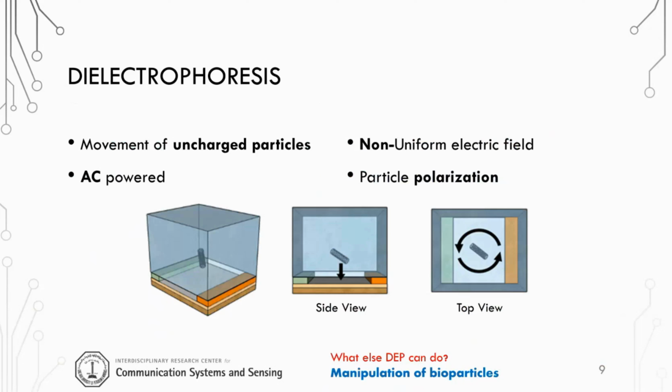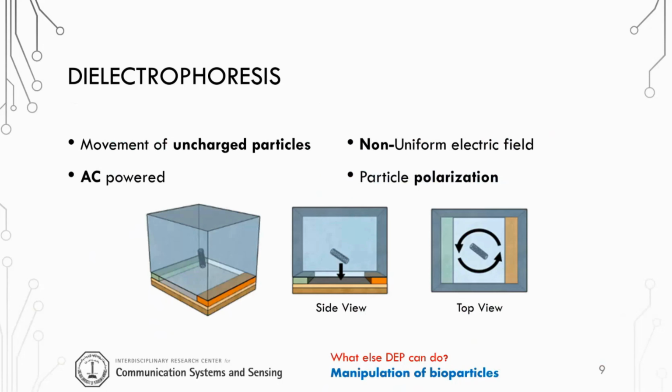Usually the particle, for example, if you have a rod-shaped bacteria or maybe any other particle, you will put them in the medium. And that medium should have conductivity and permittivity different from your particle. Of course, I'll explain more on this one, but there's a question here: what else can DEP do? It can do manipulation of bioparticles, as I mentioned before.